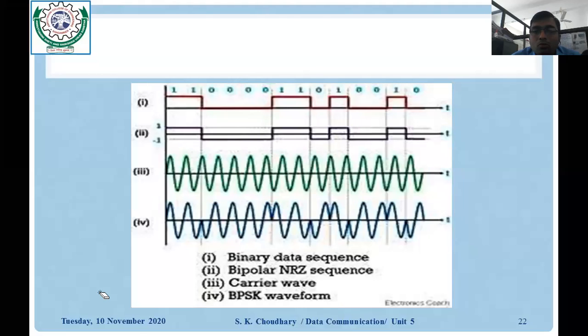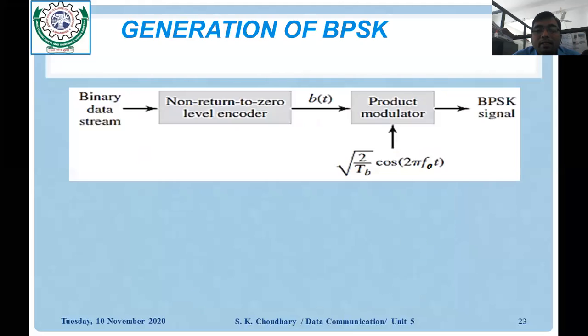After that, we will derive the system hardware that is used to generate the BPSK signal. So we will talk about the generation of the BPSK signal. How do we generate a BPSK signal? For this, first of all, we need a binary data string in terms of 1 and 0. There is no polarity defined here. Then it is passed through an NRZ bipolar level encoder.